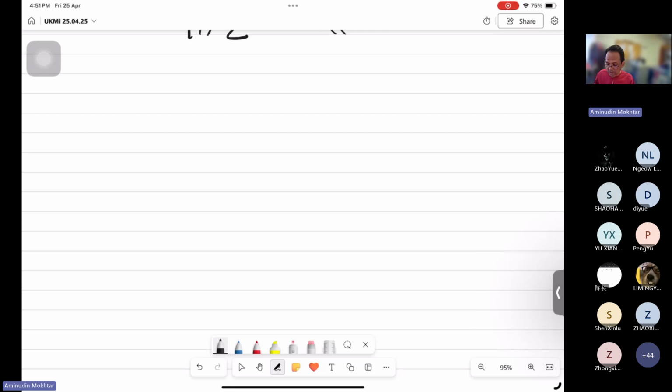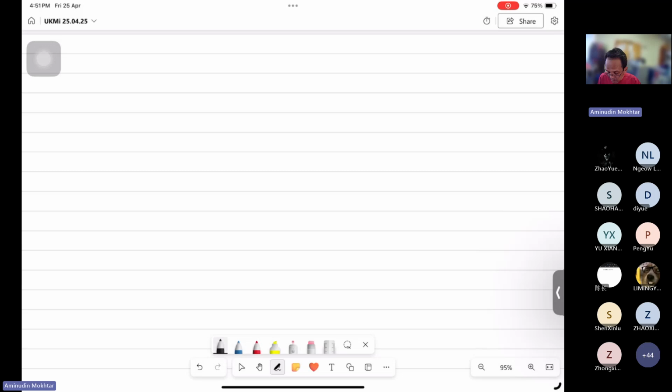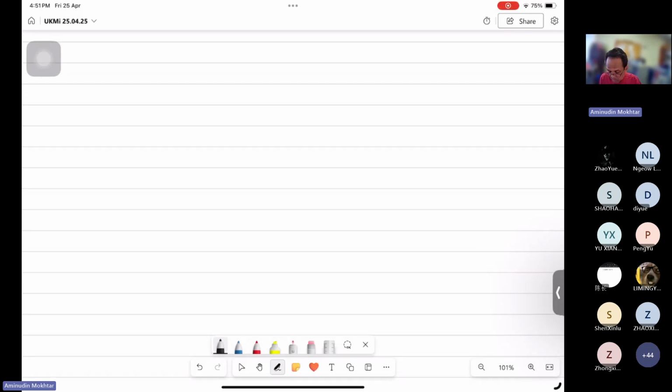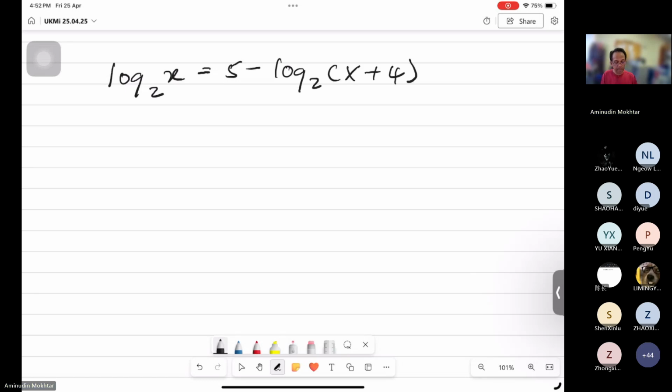Okay, there is one example here. Let's say we have this equation, which I take from page 48, example 1.42, equation D. Log 2x equal to 5 minus log 2x plus 4. What is x? We need to find what is the value of x?